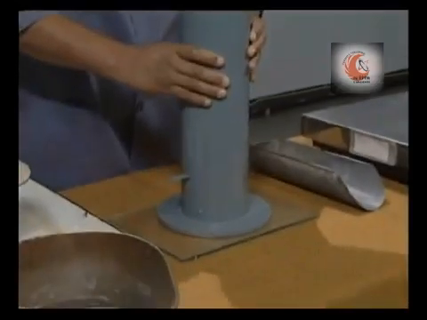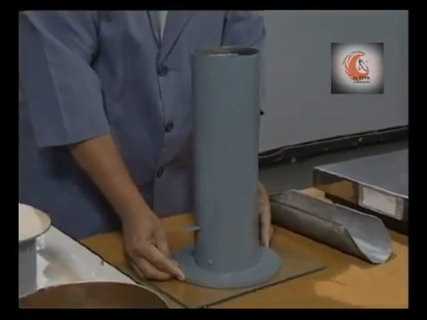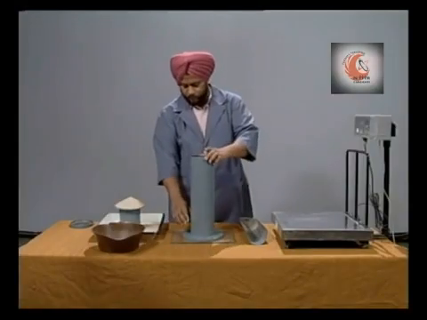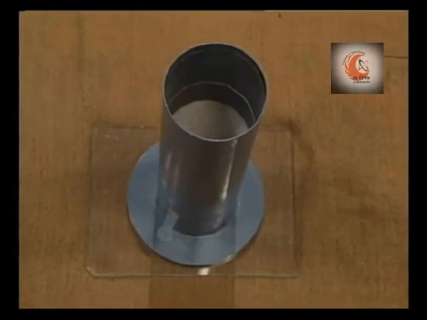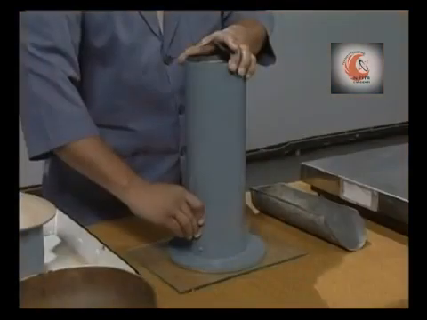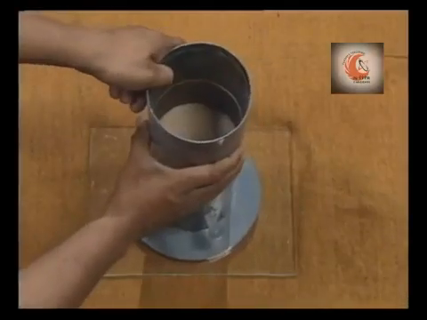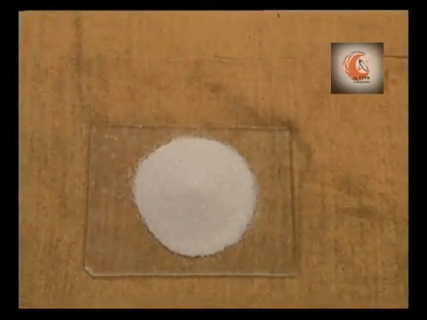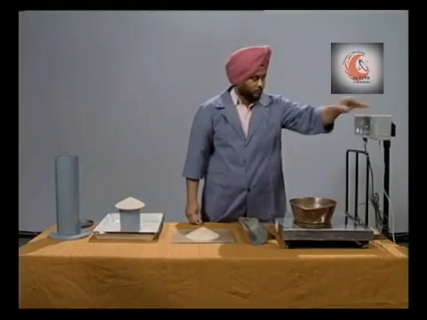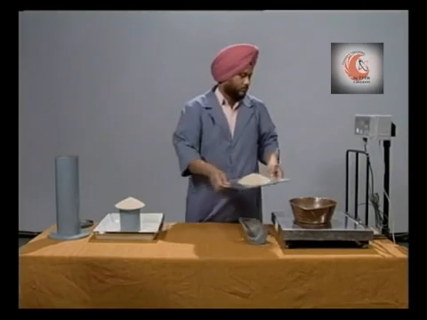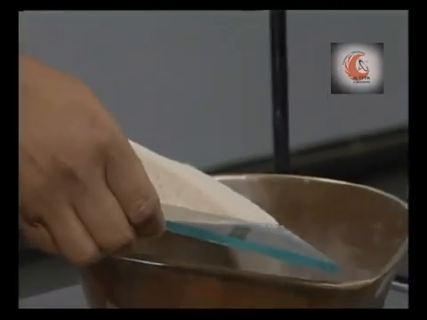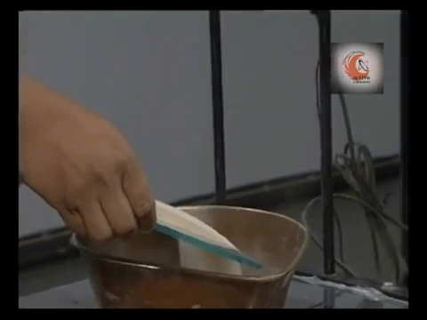Place the sand pouring cylinder on a glass plate. Open the shutter and allow the sand to run out until no further movement of the sand takes place in the cylinder. Close the shutter and remove the sand pouring cylinder carefully. Collect the sand left on the glass plate in a container of known weight and determine its weight.